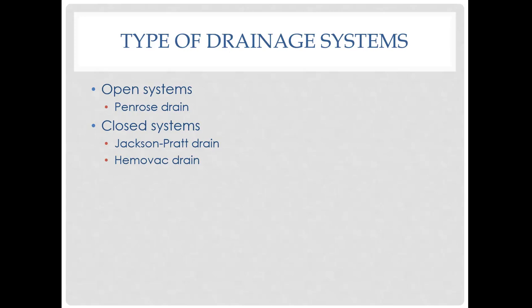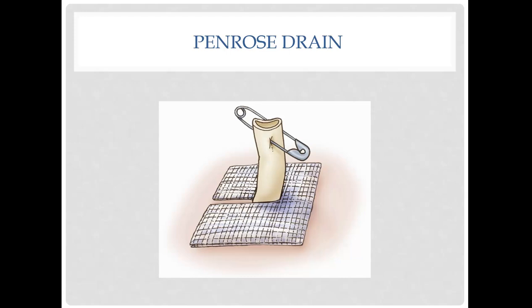Okay, so there are different types of drainage systems. The Penrose drain is an open drainage system. Typically, this will just have a drain or a dressing over it. Your closed systems are the Jackson-Pratt drain and the Hemovac drain, and we're going to talk about these.